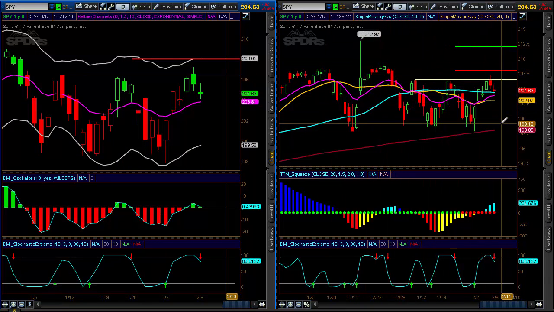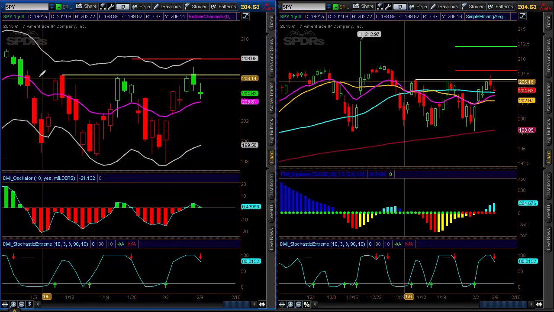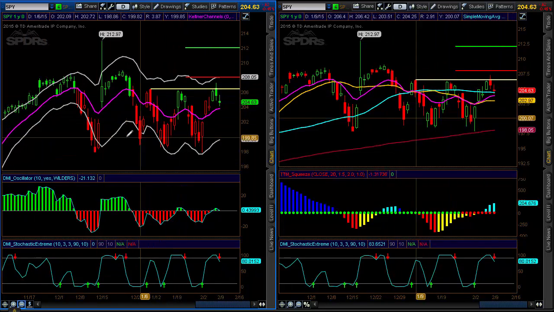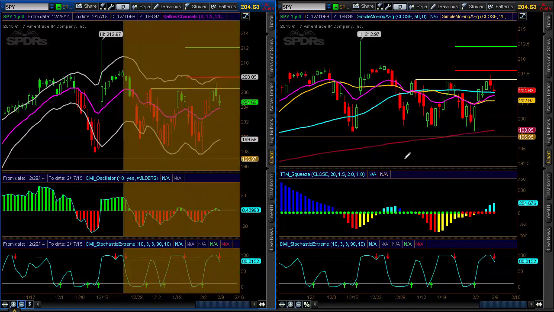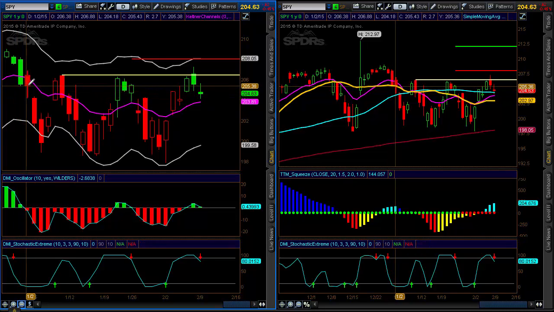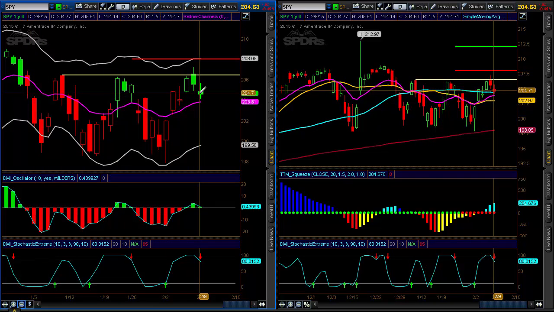So first of all, on the Spiders, I have daily charts on both sides. Here I have some typical moving averages. Here I have our directional movement index and some Keltner channel, just to show a different view of the market, but they are both daily charts. And you can see basically since the beginning of the year, this was the first trading day of the year, we closed at about 205 and change. And then we've just been up and down, up and down, up and down. And today we closed right around 204 and change.